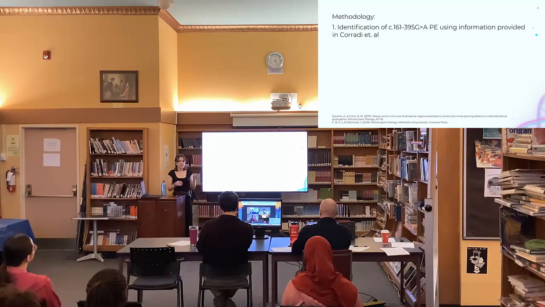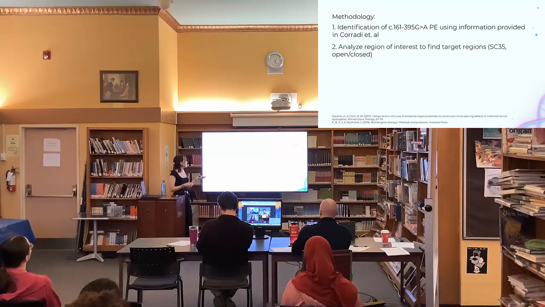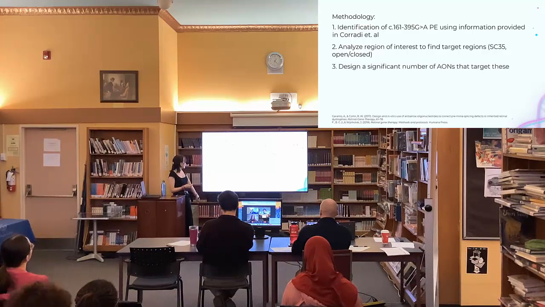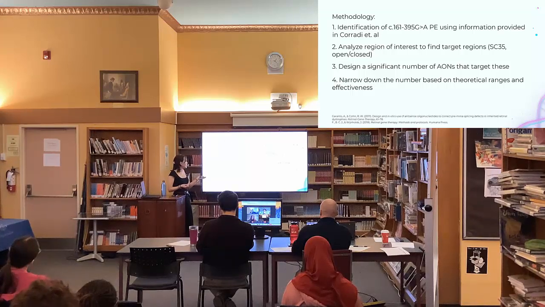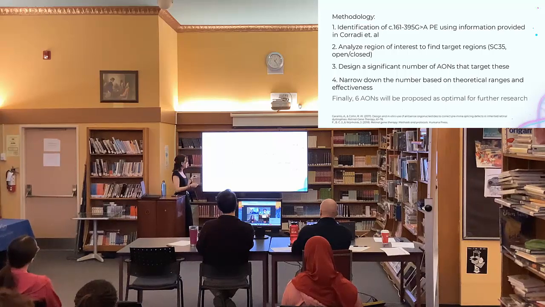So for my methodology, my first step was identifying the pseudoexon included by this novel variant using the information provided by the article source. Then when I had this, I analyzed the region of interest to find my optimal target regions. Then I designed a significant number of AONs that targeted these SC35 motifs and the open-closed structures. And then I used different theoretical ranges to narrow down the number and in order to find the most effective ones. And finally, I ended up with 6 final AONs that I will be proposing as optimal for further research.